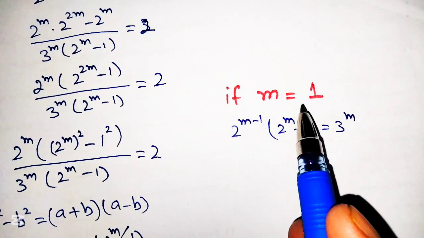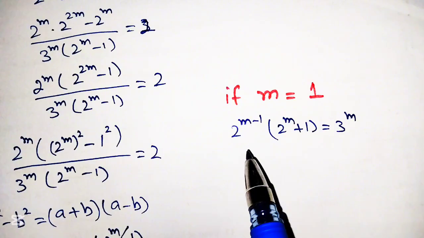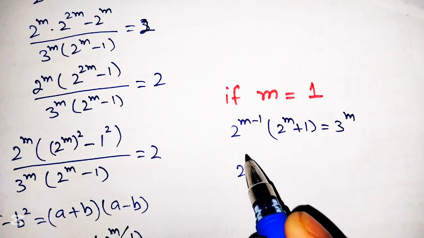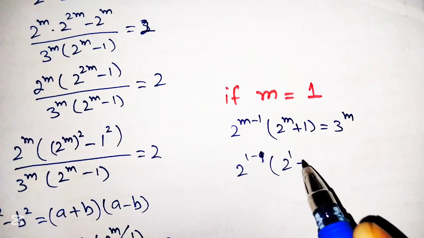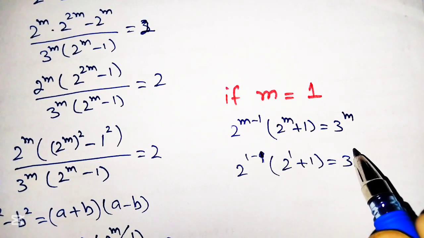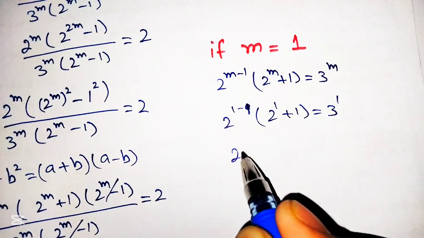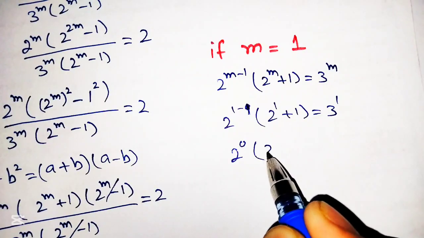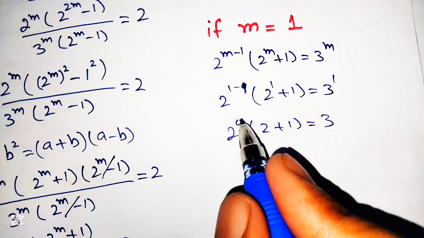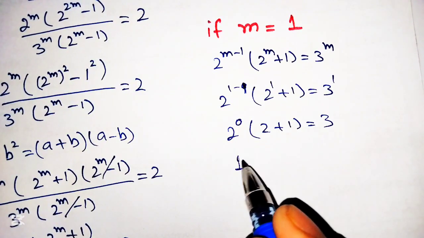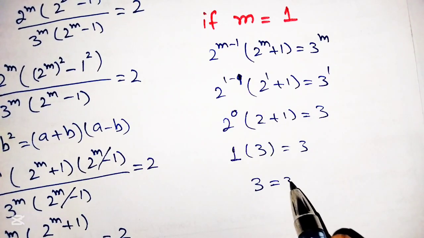Now as we are left with only one positive integer to check, which is 1, we will put m equal to 1 here, and we will get 2 raised to power 1 minus 1, times 2 raised to power 1 plus 1, is equal to 3 raised to power 1. From this we conclude that 2 raised to power 0 times 2 plus 1 is equal to 3. Any number raised to power 0 is always equal to 1, times 2 plus 1 is 3, and 3 is equal to 3.